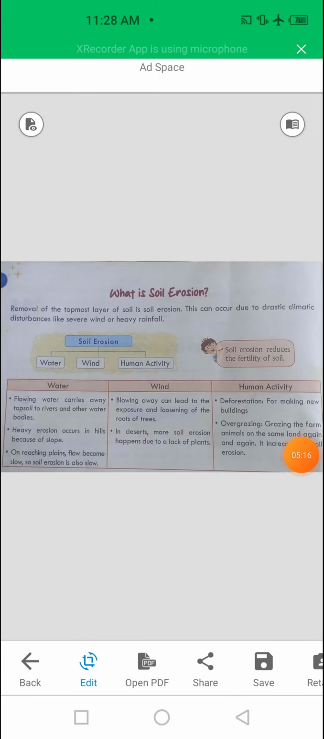Look at the given web chart. Soil erosion: water, wind and human activity. Students, soil erosion can be caused due to climatic disturbance like severe wind, heavy rainfall, and human activity also. Let's look at the given points and discuss them.